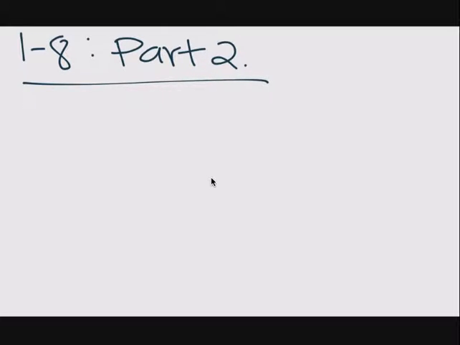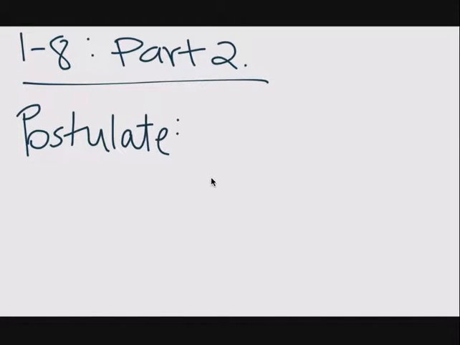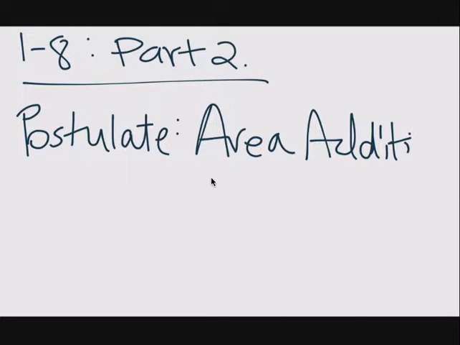And the reason I say that is because the next thing that I'm going to show you is another postulate. This postulate deals with addition again. We've had angle addition postulate, where we add two angles to get a bigger angle. We've had segment addition postulate, where we add two segments to get a bigger segment. And now we're going to have the area addition postulate, where we add two areas to get a bigger area. And I'll show you an example of what I mean by that.